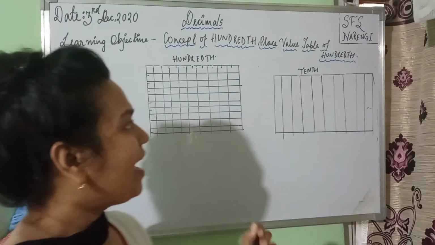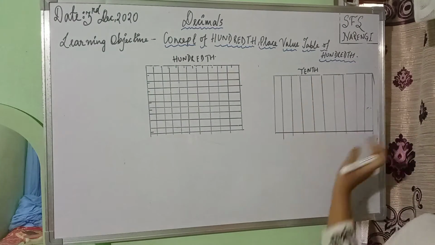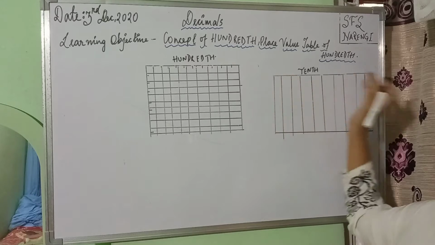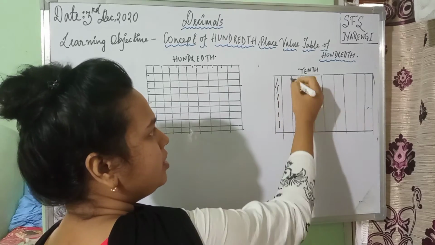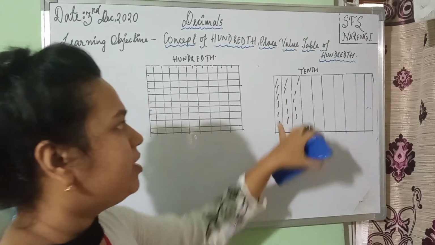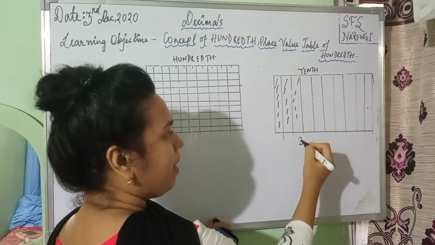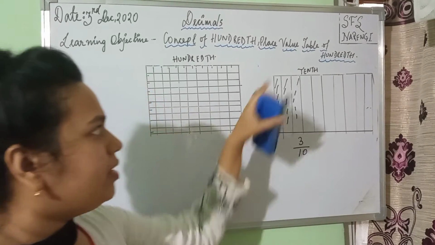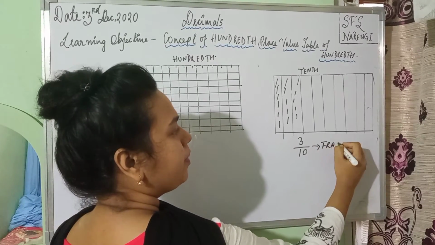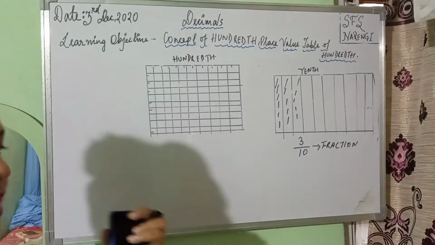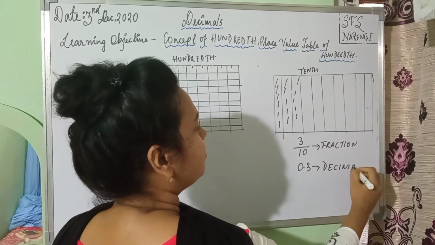As you can see, I have drawn something on the board. In the first board, I had this rectangular structure which is divided into 10 parts. The concept of 10th is that if I shade 1, 2, 3, I have shaded three vertical bars of 10 bars. So what does it mean? That the part shaded is 3 by 10. This is your fraction form, which in the decimal form can be written as 0.3. This is your decimal form.